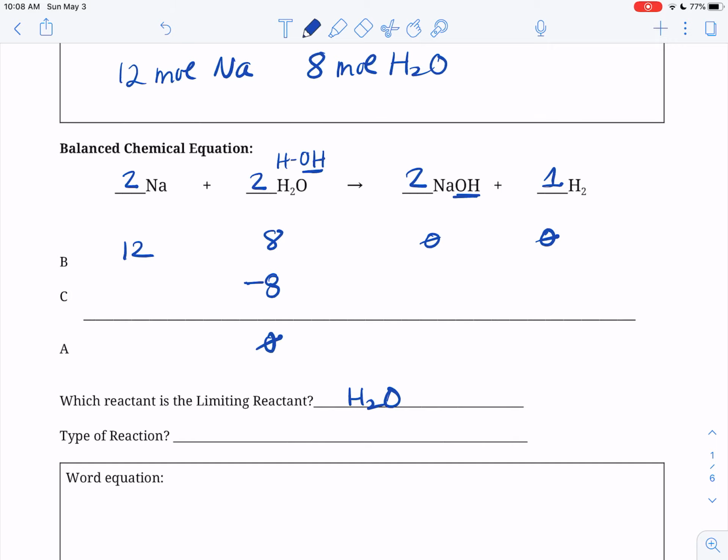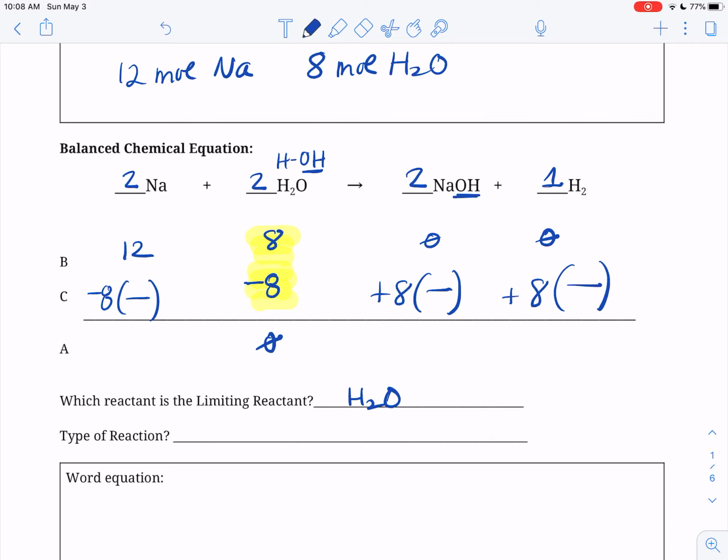If you pick wrong and it's not coming out right, then just go back and pick the other one. So it's not magic. You just have to try it. All right? So since I'm going to be using up all 8 moles of water, that's going to become my given in the change table. So I'll go ahead and highlight like I've been doing. So that's going to be the given.